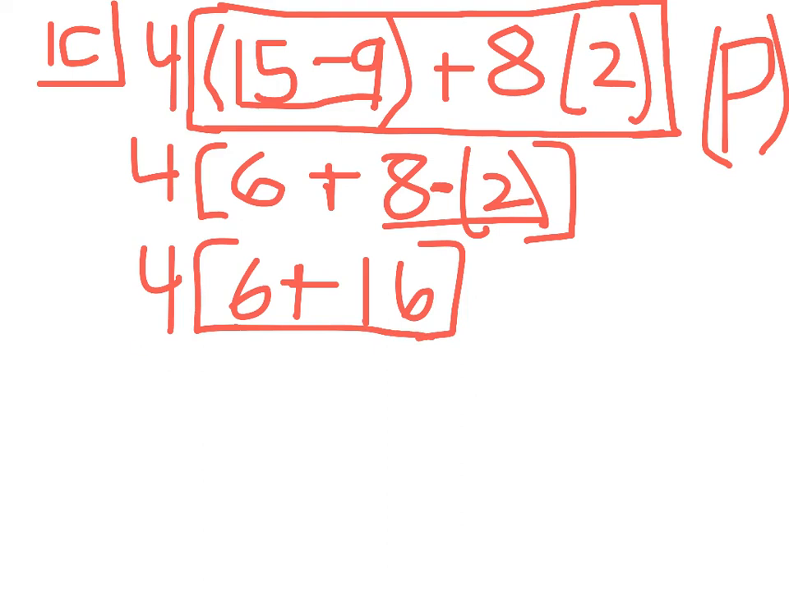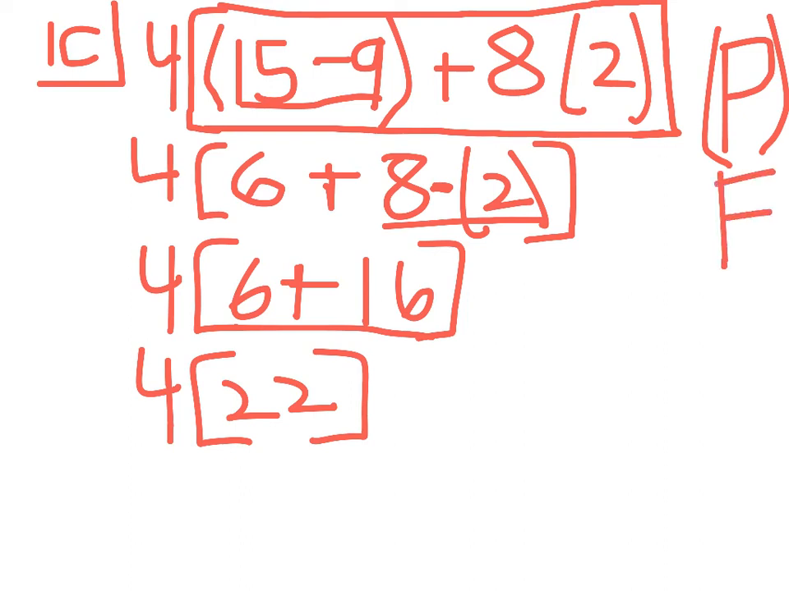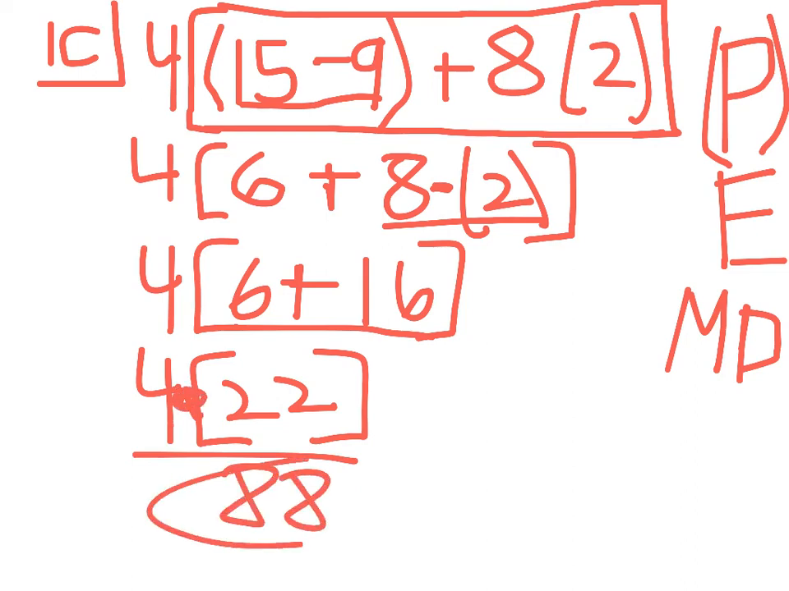For my parentheses, 6 plus 16 is 22. So I'm done with parentheses. There's nothing else to do in there. So I go to exponents. There are no exponents. Step 3 is multiply or divide. Here I'm at 4 times 22, which is 88. That is the answer for 1C.